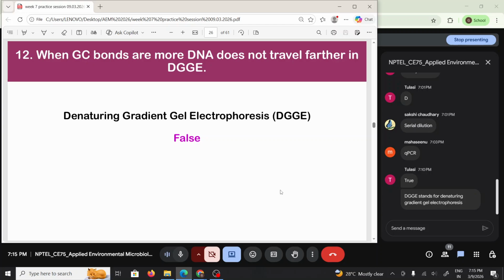When the denaturation happens so quickly, the DNA starts to move and then stops. When the denaturation rate is very high, it easily gets denatured and then stops. The movement of the DNA through the gel actually stops. Whereas when the GC bonds are high, the denaturation rate is very low. So what happens? The DNA tends to move through the gel for a longer distance. So when GC bonds are more, DNA travels farther in DGGE. So that should be the statement, and that is why this is false.